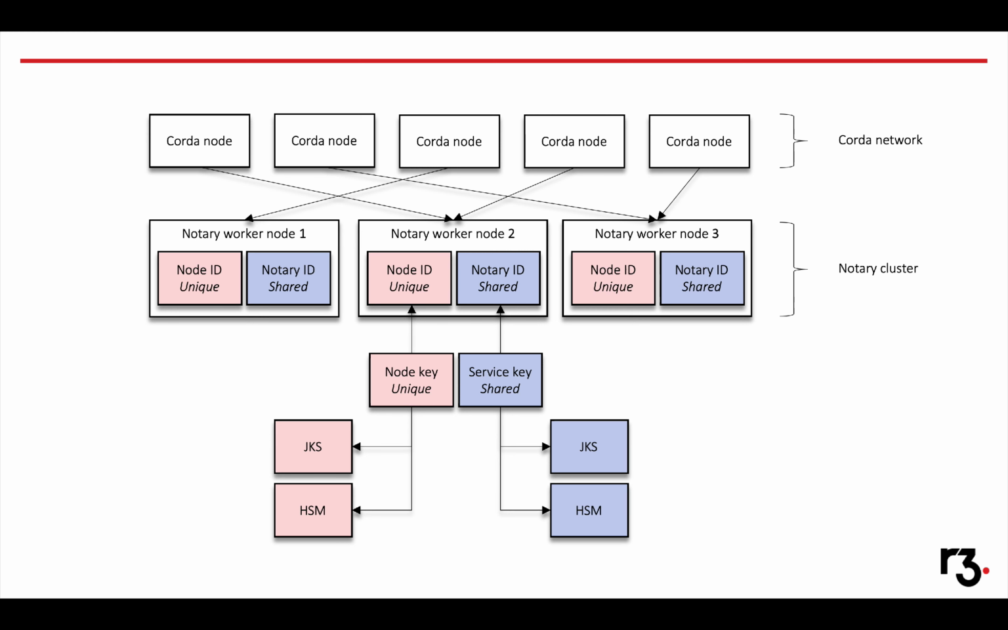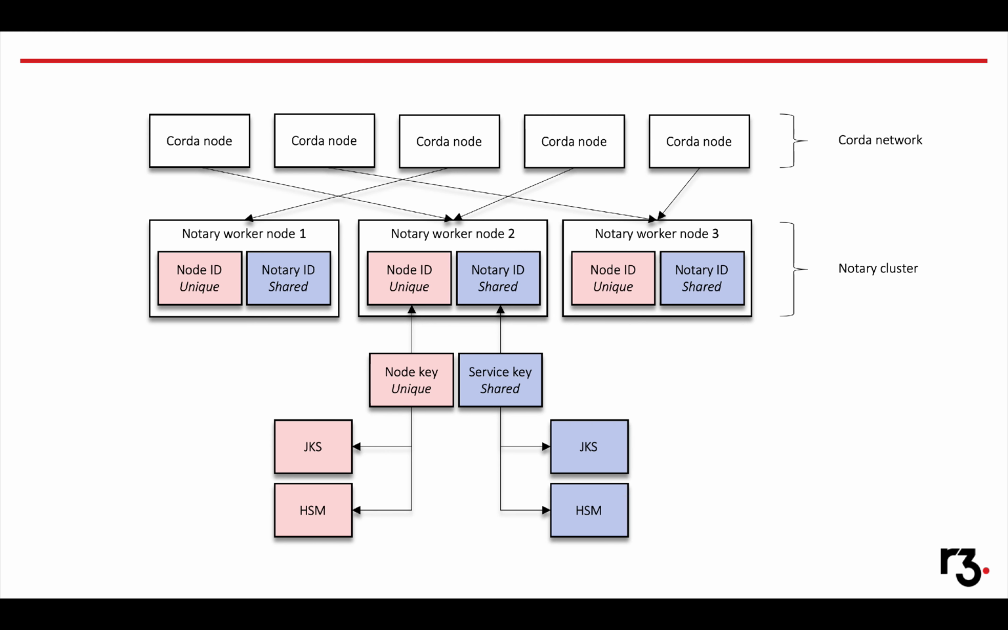So we have the distributed notary key, which is used to sign the notarization requests. And then we have more keys that are just used for the peer-to-peer messaging capability of the notary worker nodes. And they are usually stored in the same keystore, for example, or they are stored in the same HSM if you're going to deploy using HSMs.